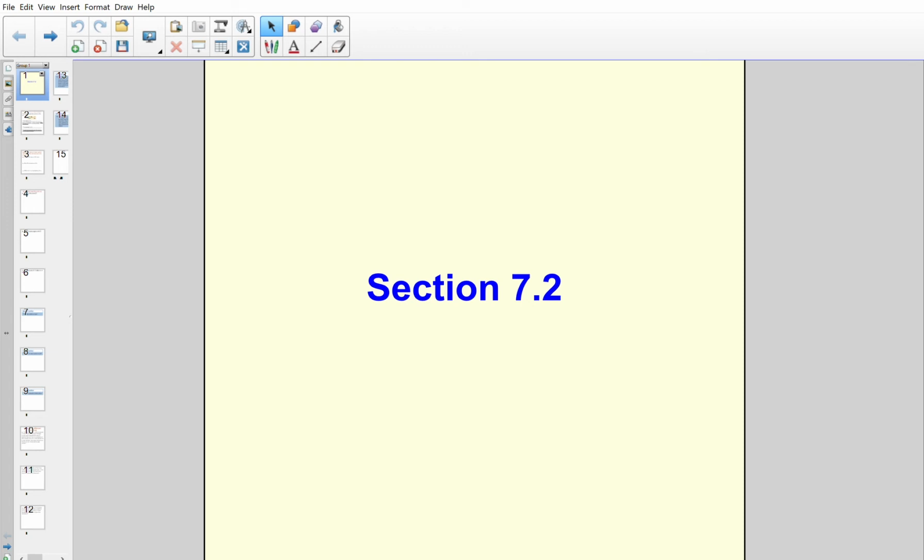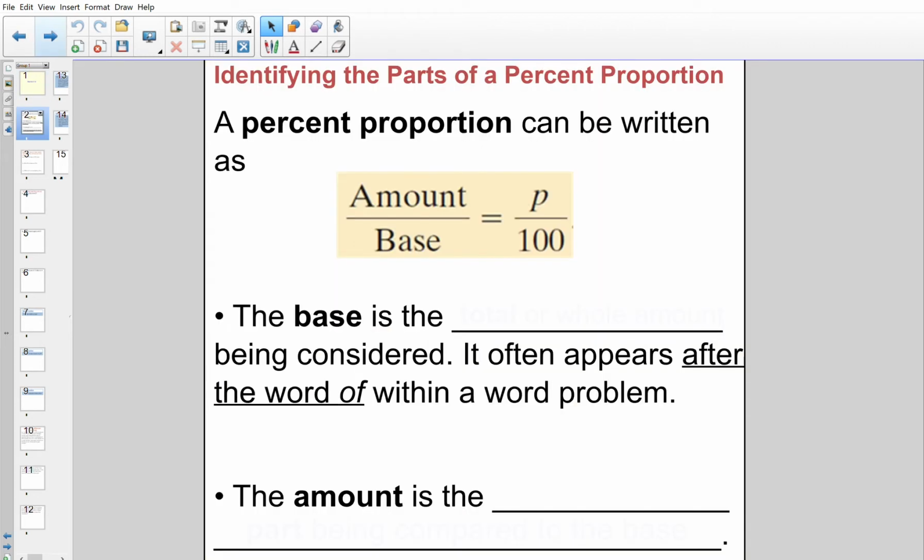Okay, this video covers section 7.2. So in 7.2, we're going to learn the percent proportion, and that's something that you're going to have to memorize. So again, you may want to make notes on particular things in this section.